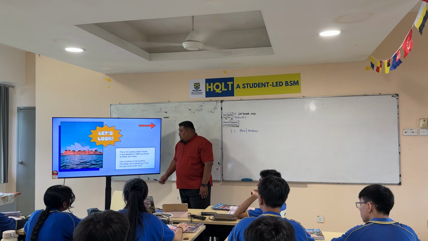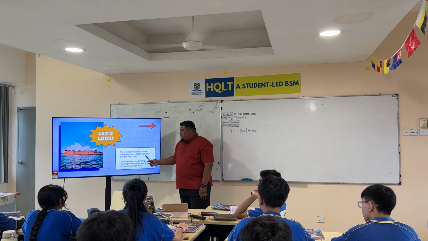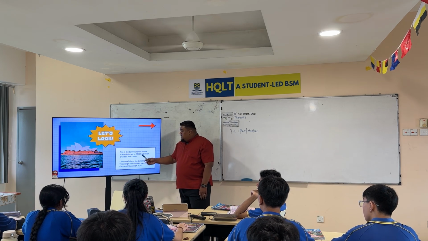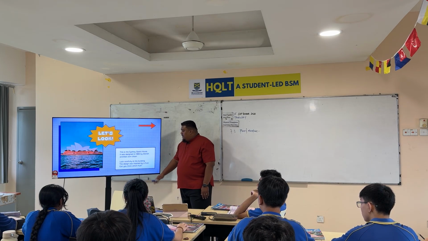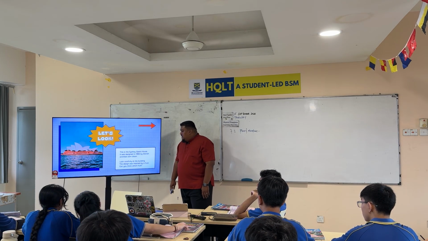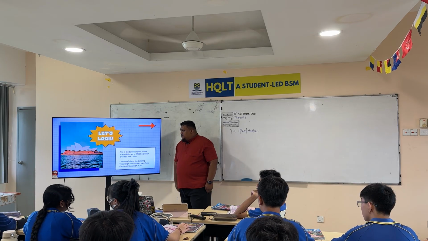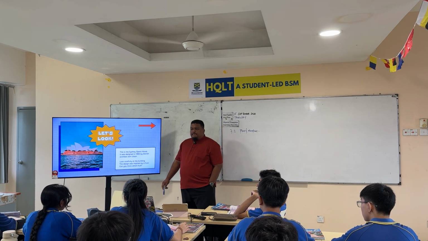Okay, so this is the Sydney Opera House. It was designed in 1956 by the Danish architect Jorn Utzon. So look carefully at the building. The design was inspired by a fruit. Can you think which fruit?